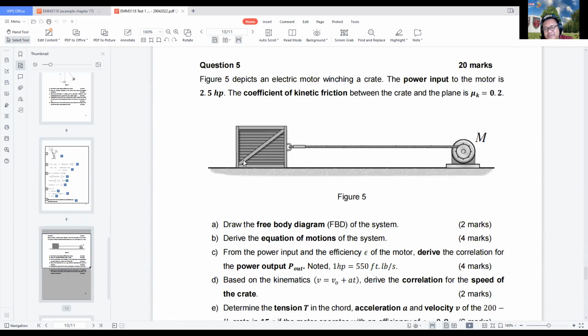I only have about 2 to 3 minutes left. Okay, Figure 5 depicts an electric motor winching a crate. The power input to the motor is 2.5 horsepower. The coefficient of kinetic friction between the crate and the plane is 0.2.